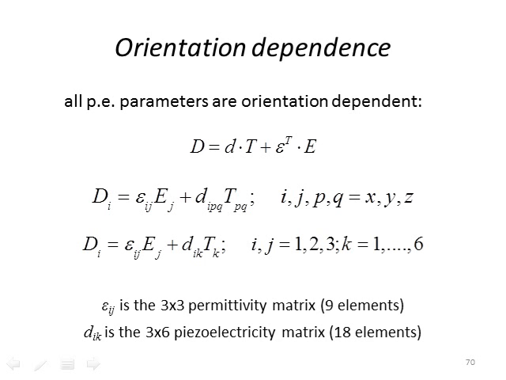So remember that all of these piezoelectric parameters are orientation dependent. So it was a bit complicated. So the dielectric displacement is equal to d times T and epsilon^T times E. And all of these different terms are orientation dependent, and we made many simplifications. Now, epsilon ij is a 3 by 3 permittivity matrix. It had 9 elements. This is called a tensor. And also the piezoelectricity matrix had 18 elements. Okay, and so it was a bit complicated.